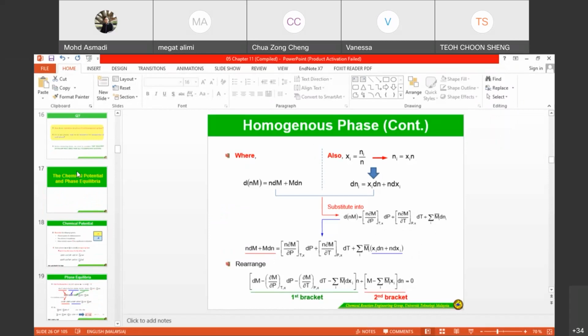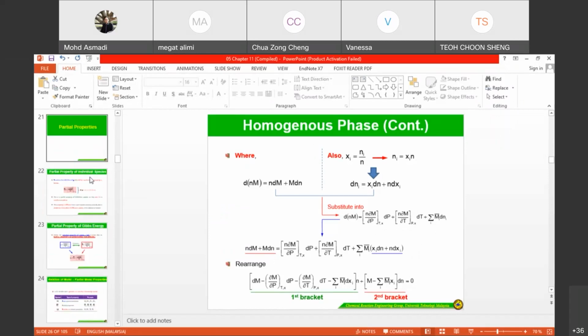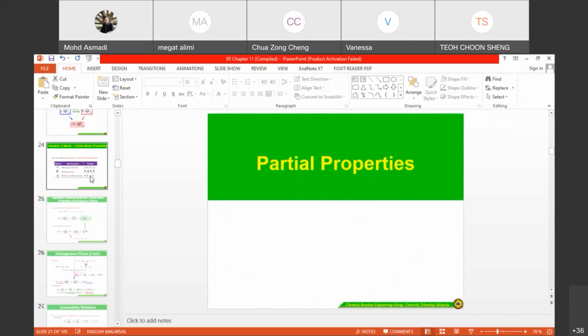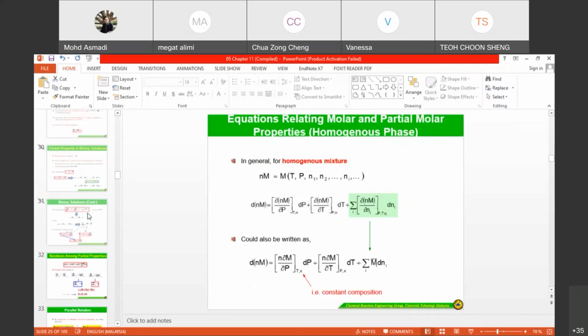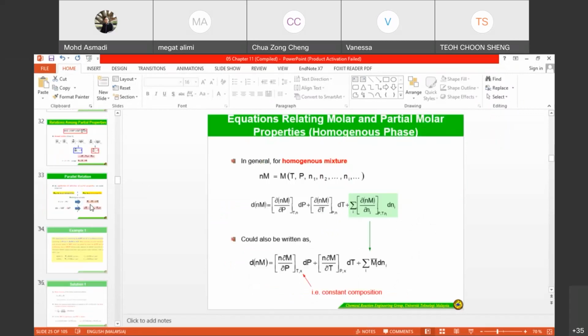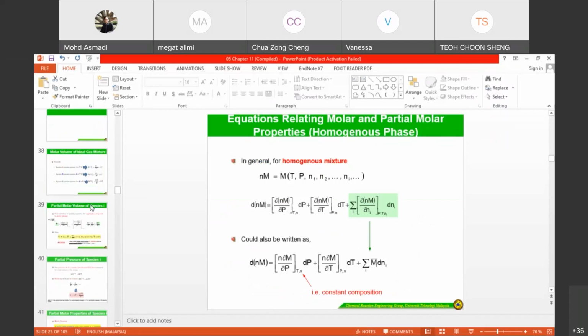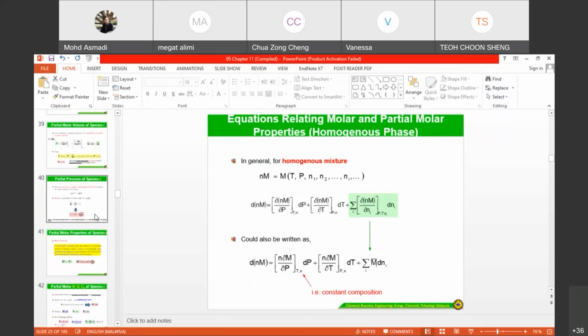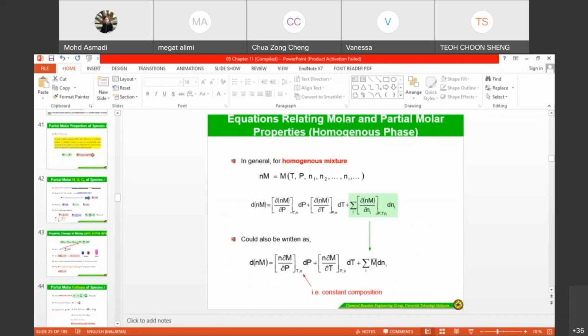So, about the partial properties, and then what else? I think it's on the properties of ideal gas mixtures. Mostly on the property change of mixing, right? And how to determine the fugacity.